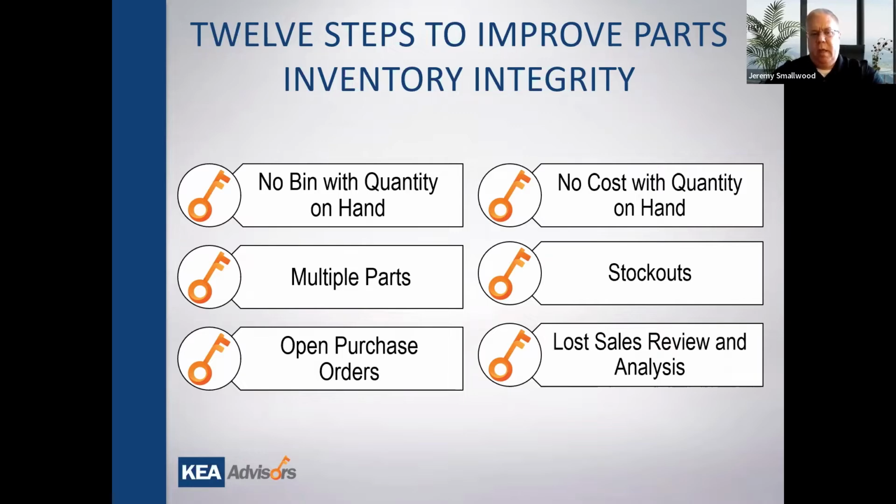And that first one, the no bin with quantity on hand. Now, why could this be a problem with accurate inventory? Well, if you've got parts in stock that don't have a bin location, where are they? Where are those parts located? Does the parts manager have a pile of parts in his office that he knows about? Has your shipping and receiving guy been working here for 20, 25 years and he knows exactly where he puts the parts?